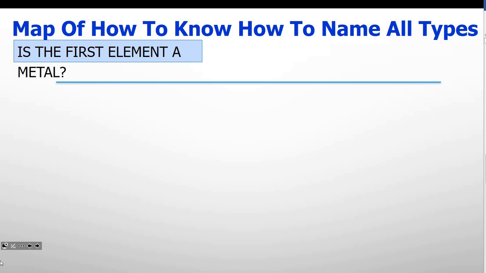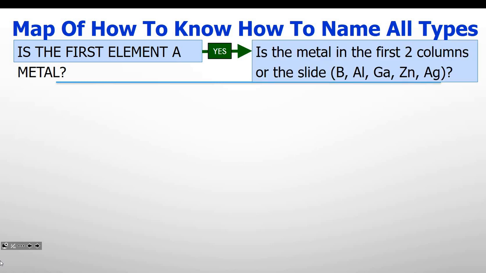So the first thing you want to ask is, is the first element a metal? If the answer is yes, then is it a metal in the first two columns or in the slide? Remember the slide is boron, aluminum, gallium, zinc, or silver. These are ones that have specific charges. So you want to say, does it have a charge I know about? Okay, that it doesn't have a different charge.